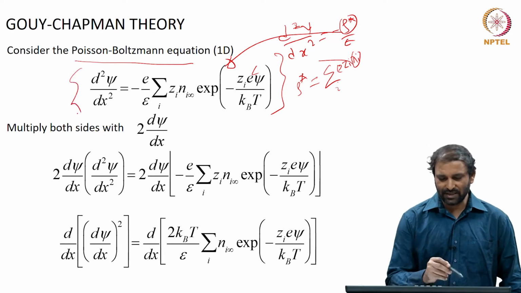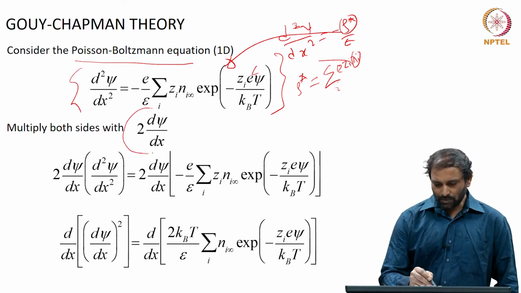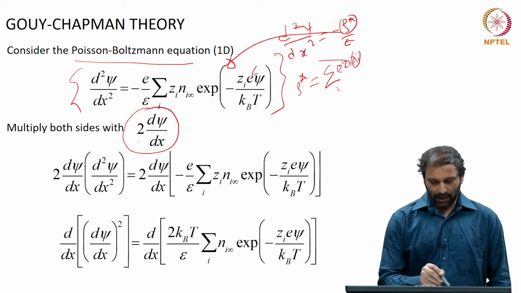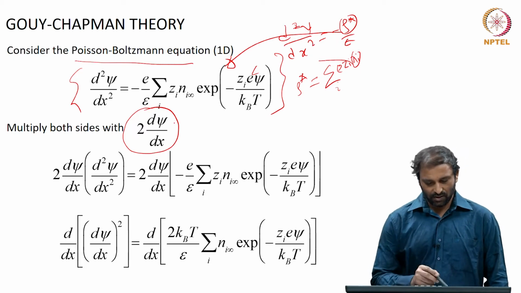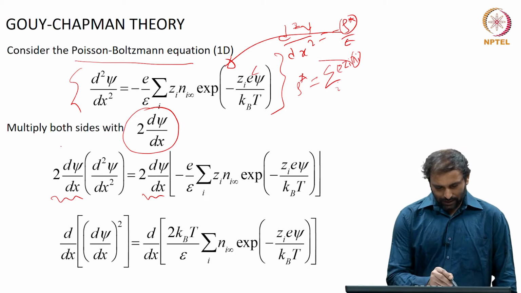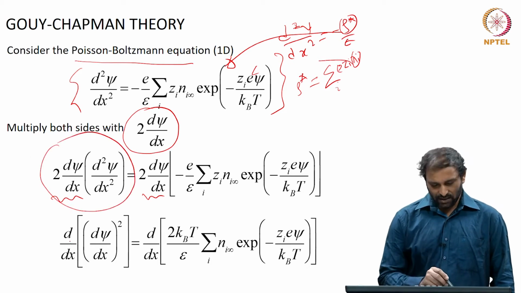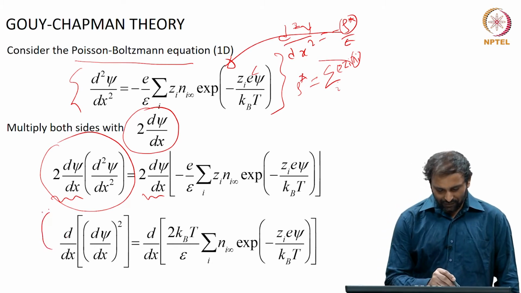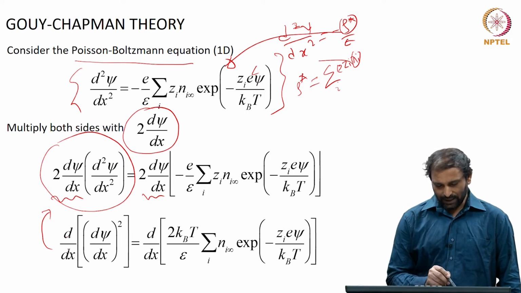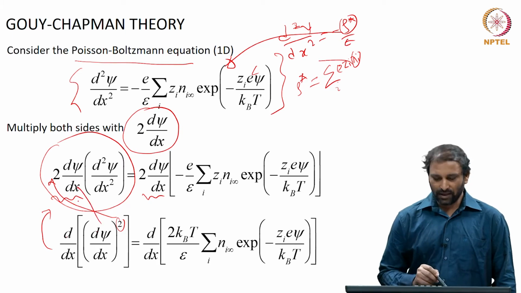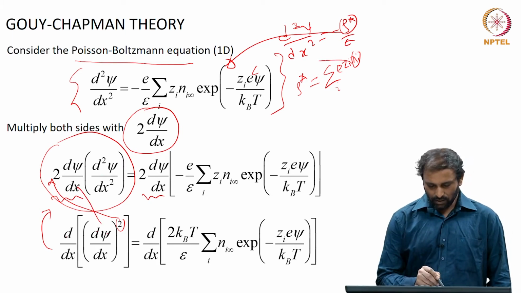So, what we will do is we will start with this expression, and we will do some simple manipulation. We are going to multiply both the sides of this equation by 2 times d psi by dx. That is what we have on the left hand side, and that is what we have on the right hand side as well. Now, if you look at the left hand side, I can write this as d by dx of d psi by dx whole square. If I differentiate this function, I get 2 times d psi by dx multiplied by d square psi by dx square.